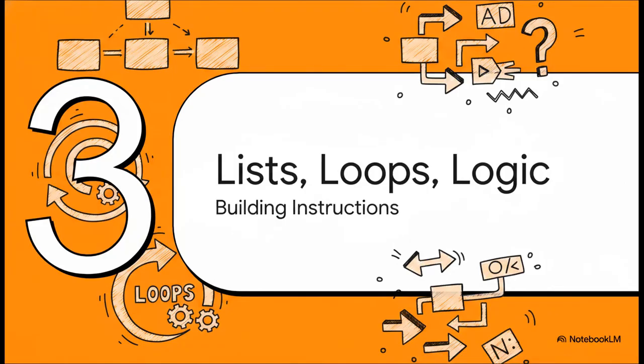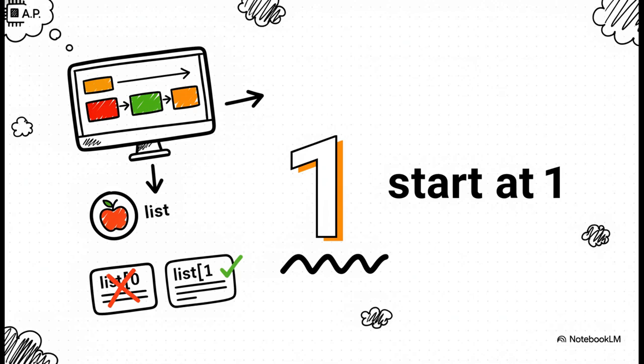All right, let's look at Section 3, Lists, Loops, and Logic, Building Digital Instructions. Okay, pause. Please listen closely to this one, because it is a crucial quirk you absolutely must memorize for the exam. Unlike almost every single major standard programming language out there, like Python or Java, which start counting at 0, the AP Computer Science Principles pseudocode starts its list indexing at 1.